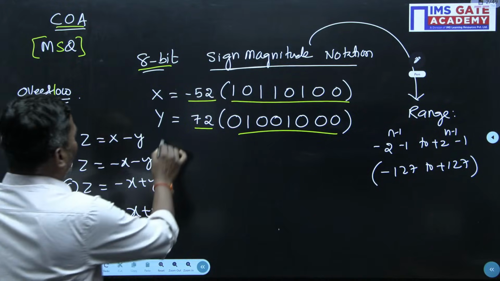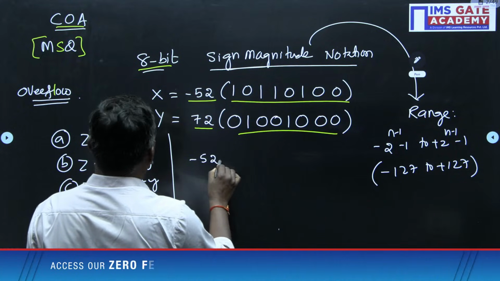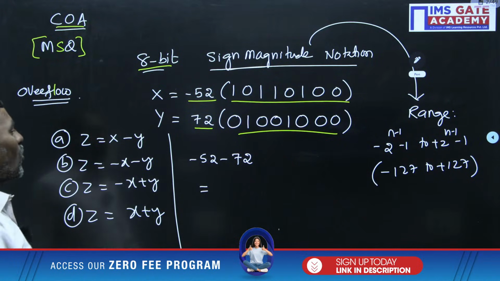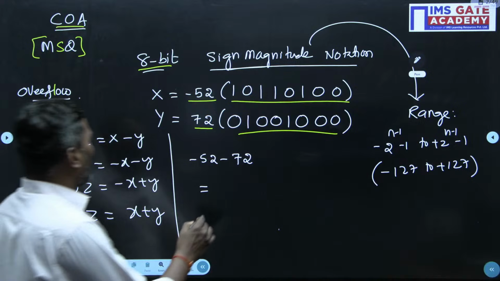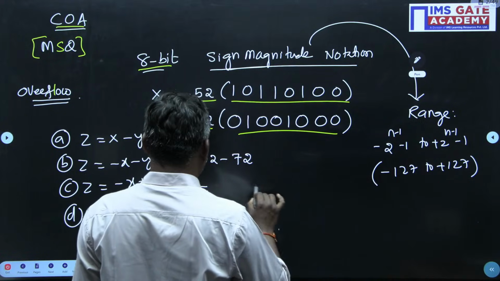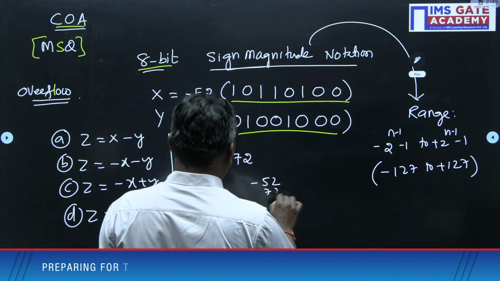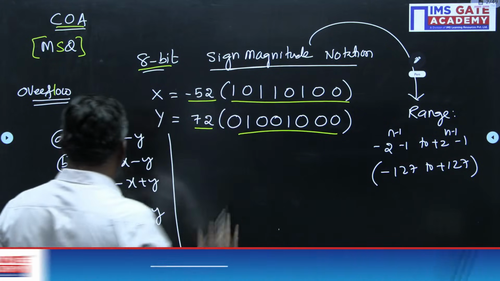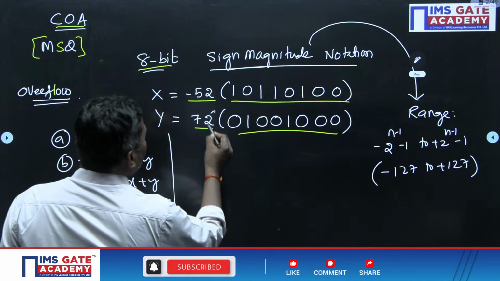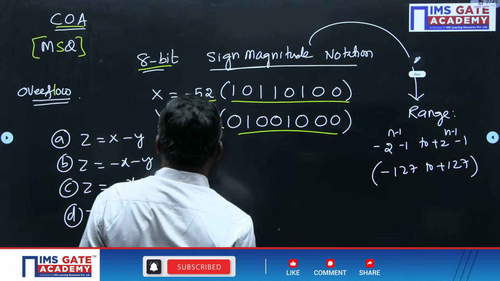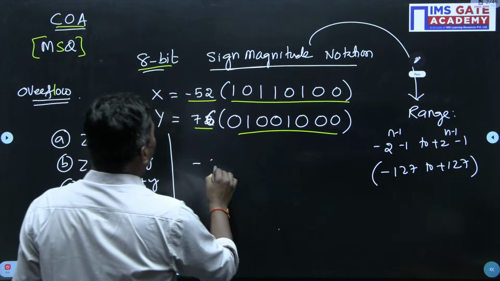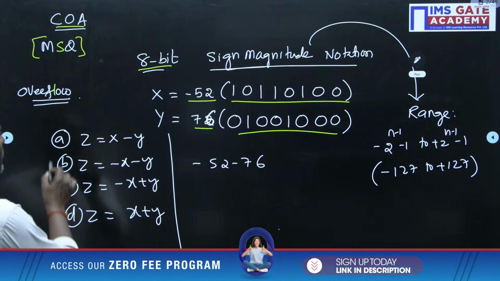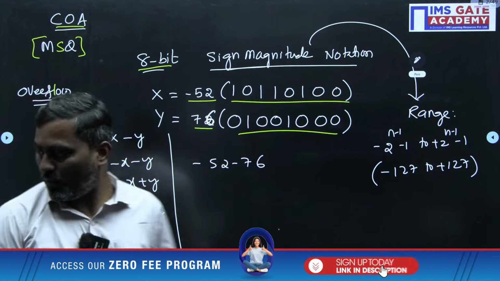X minus y: minus 52 minus 72 is minus 124, which will not give overflow. But I think this number is 76, so let's change the value. Then minus 52 minus 76 goes to minus 128, so this will produce an overflow, if I am not wrong.